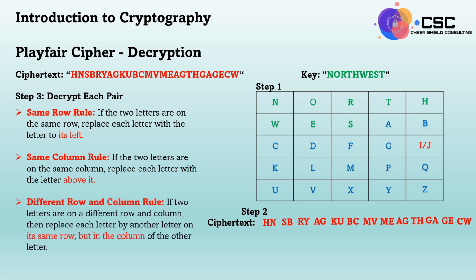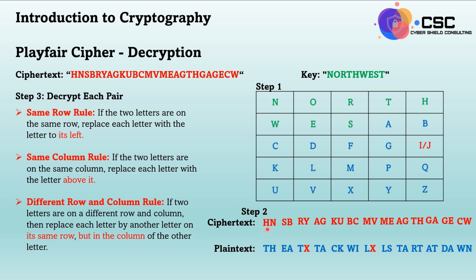And for the last rule, different row and column rule, it's the same. So if two letters are in different row and column, then replace each letter by another letter on its same row, but in the column of the other letter. So now if you look at the cipher text, we need to get the plain text. I put the plain text here, and I need to get my laser pointer again. So let's take a few examples and see how the decryption works as per these rules.